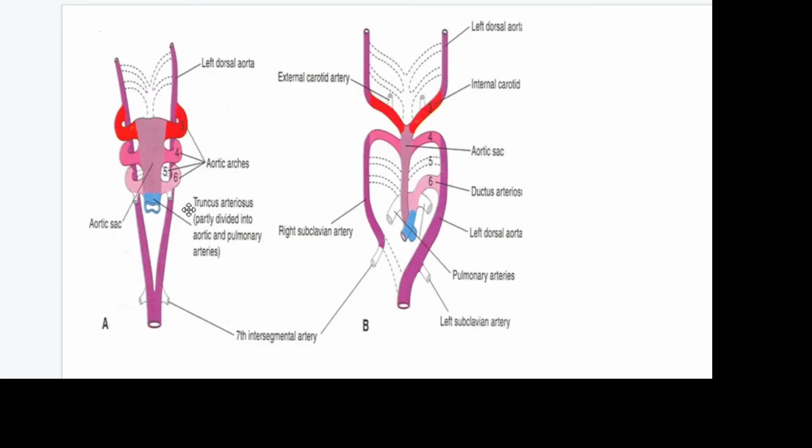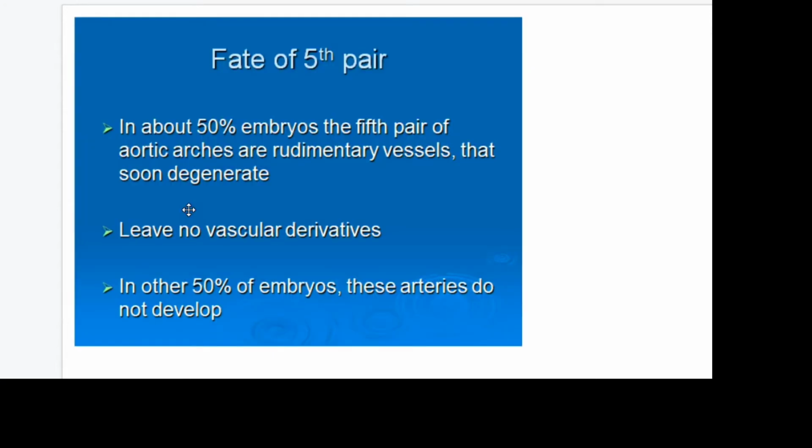So here we can see the aortic arch. The arch of aorta is formed from the fourth aortic arch on the left side. On the right side, it gives rise to the right subclavian, and also the seventh intersegmental artery contributes to the formation of the right subclavian. And the left subclavian is formed from the seventh intersegmental artery.